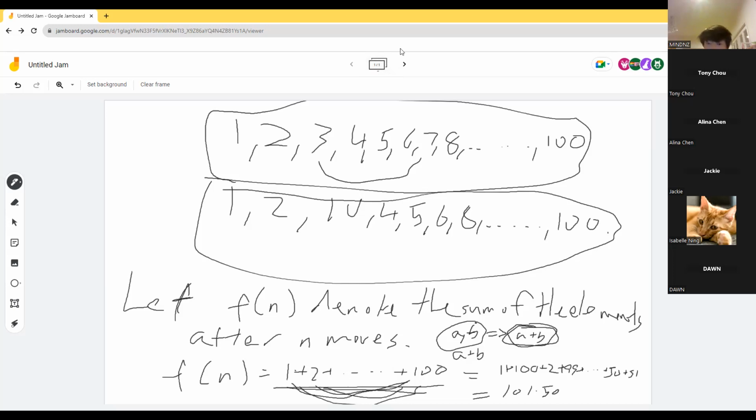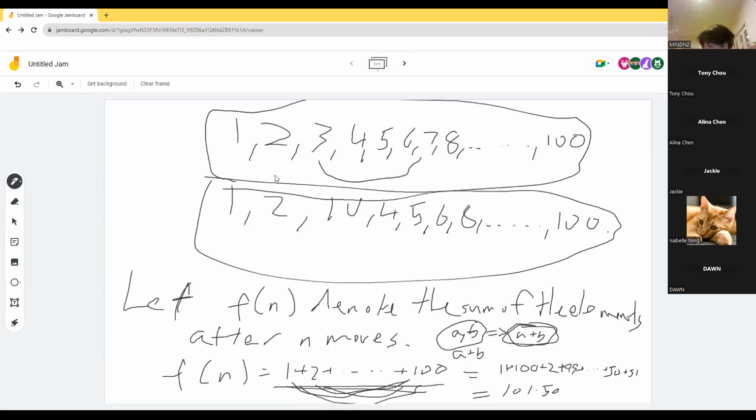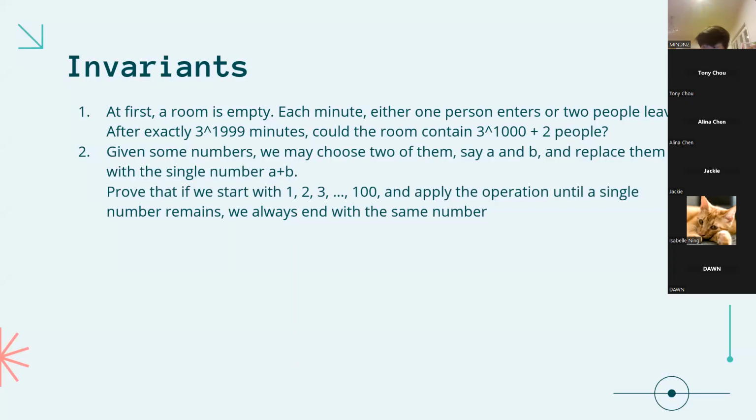Very educational. So you guys can have a bit more time. Try problem one. This problem isn't that easy.